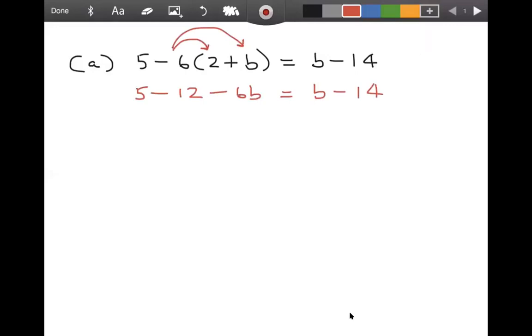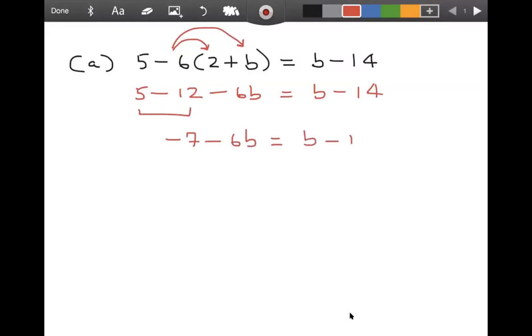So now we move on to step 3, which is to simplify each side of the equation by combining like terms. There are no like terms on the right side of the equation. It's just b minus 14. But on the left side of the equation, we have 5 minus 12. So those are like terms. So I'm going to combine those. 5 minus 12 is -7.